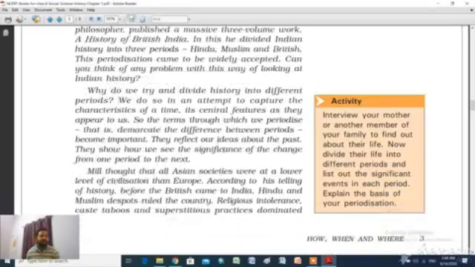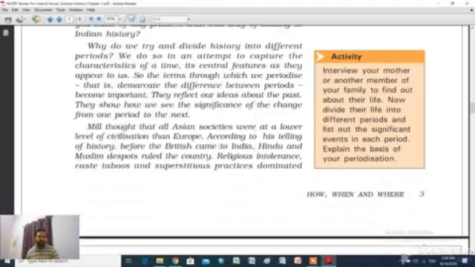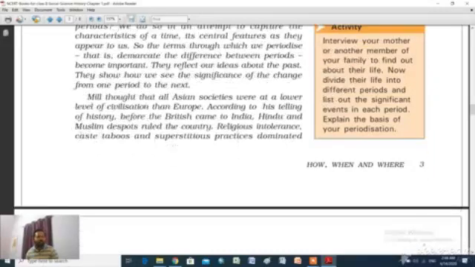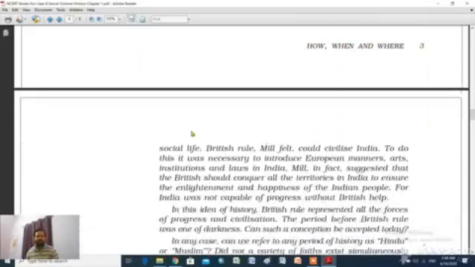They reflect our idea about the past. James Mill thought that all Asian societies were at a lower level of civilization than European. According to his telling of history, before the British came to India, Hindu and Muslim despots ruled the country. Religious intolerance, caste, taboo, and superstitious practice dominated social life. British rule, Mill felt, could civilize India.